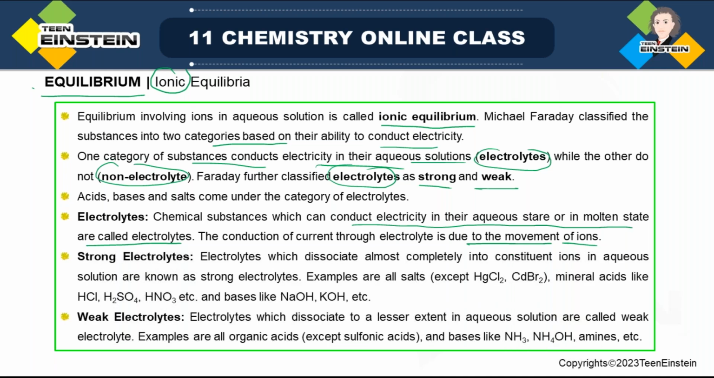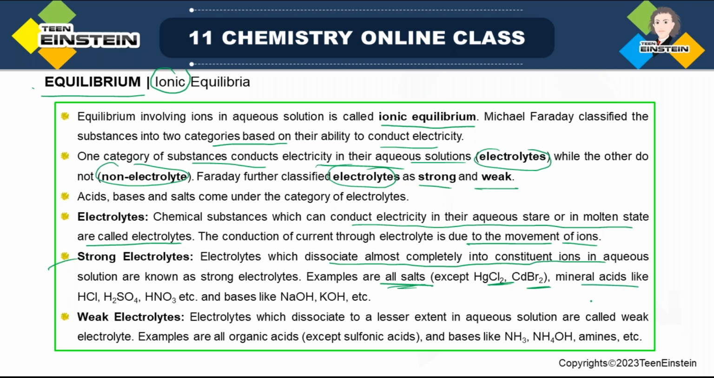What about strong and weak electrolytes? What is the difference? Electrolytes which dissociate almost completely into constituent ions are strong electrolytes. Complete dissociation. Examples here are all types of salts, though there are some exceptions. Two exceptions are mentioned here: HgCl2 and CdBr2. These two are also salts, but they are not strong electrolytes. But mostly all types of salts are in the strong electrolyte category.